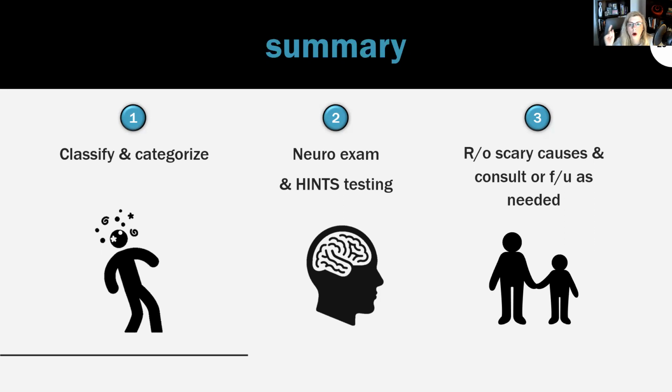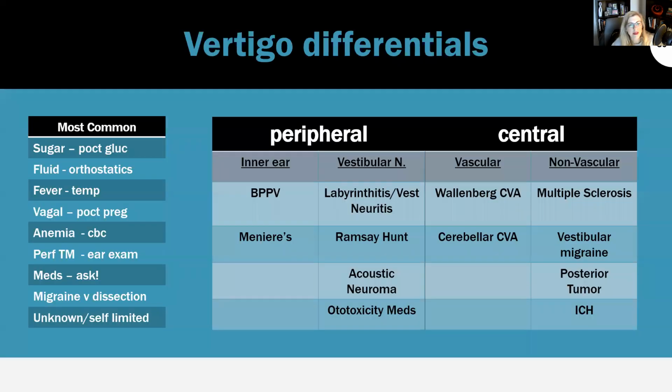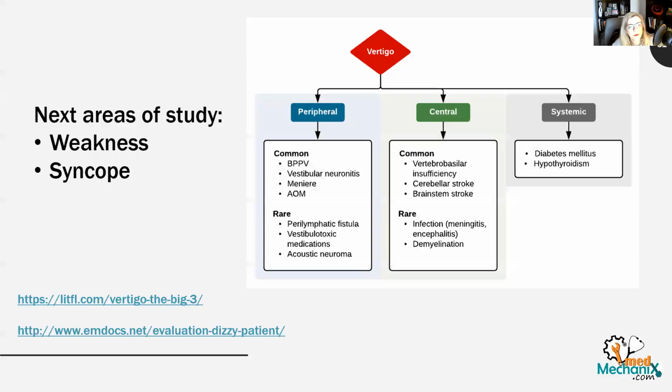Number two, always do your complete neuro exam, especially with all of your cerebellar responses, and you want to do your HINTS testing. Those are also the two most important parts of your documentation for dizziness. And finally, we want to rule out those big scary causes like our posterior stroke, and we want to consult or follow up as needed. Most of these dizzy patients are going to be going home. And this is just an overall broad review.